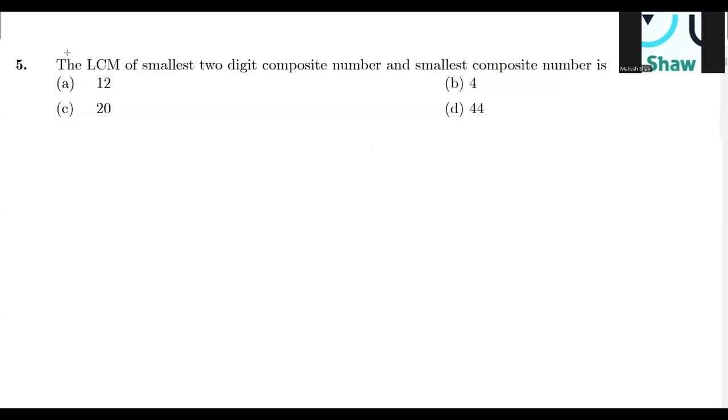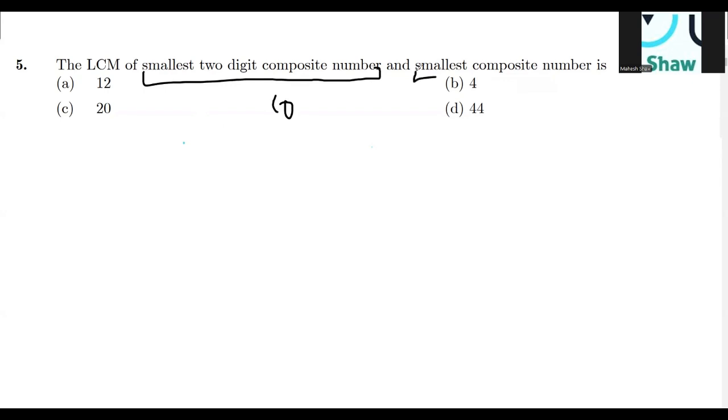The fifth question from the chapter Real Numbers says the LCM of the smallest two-digit composite number and the smallest composite number. So if you see the smallest two-digit composite number, what is that? The smallest two-digit composite number is 10, right? 10 is the smallest two-digit number and it's a composite. So it'll be 10 here.